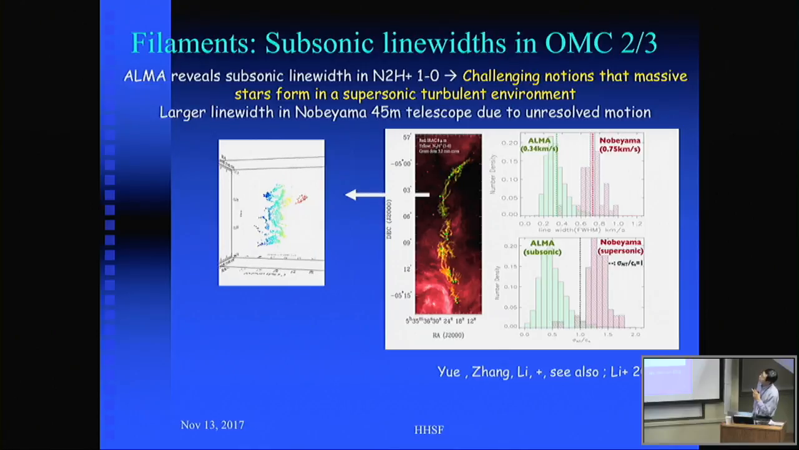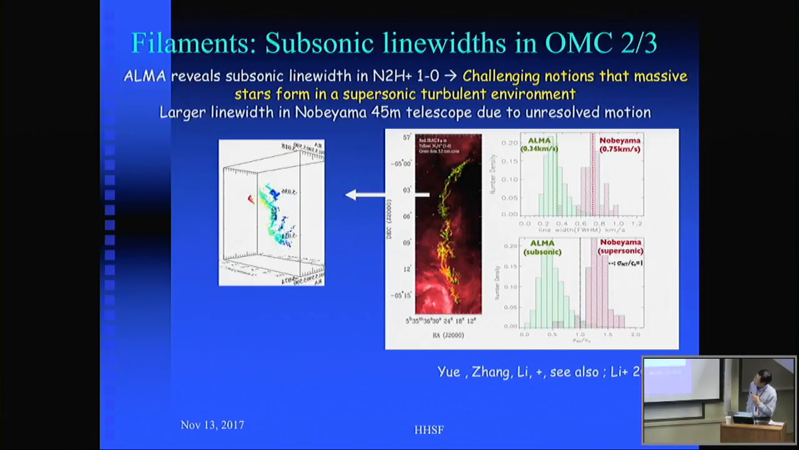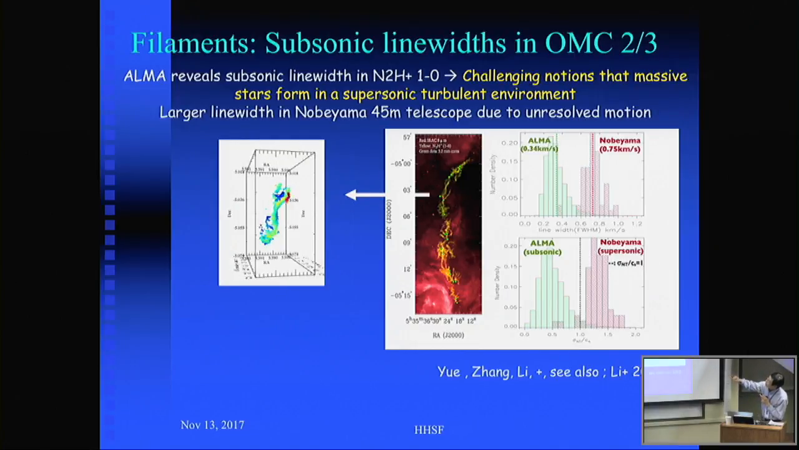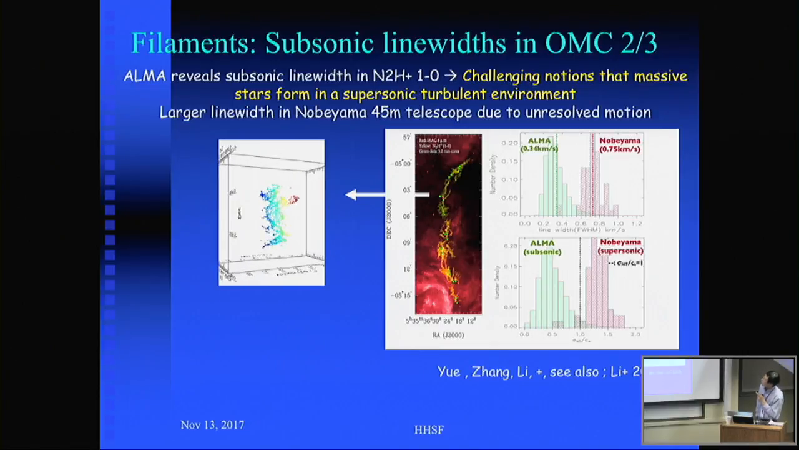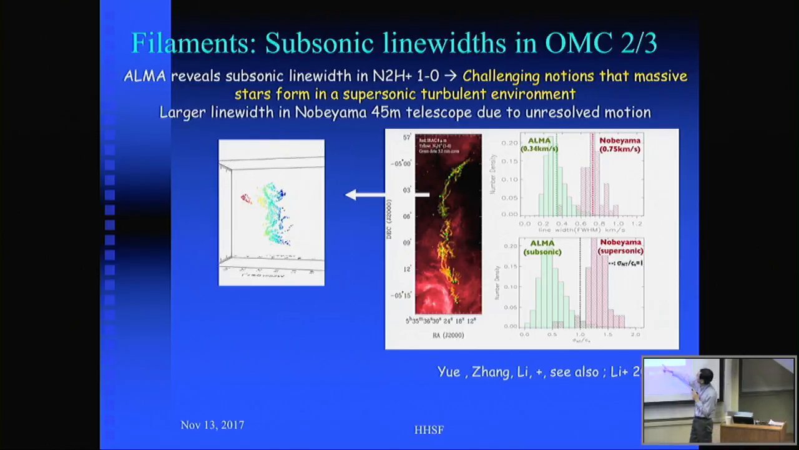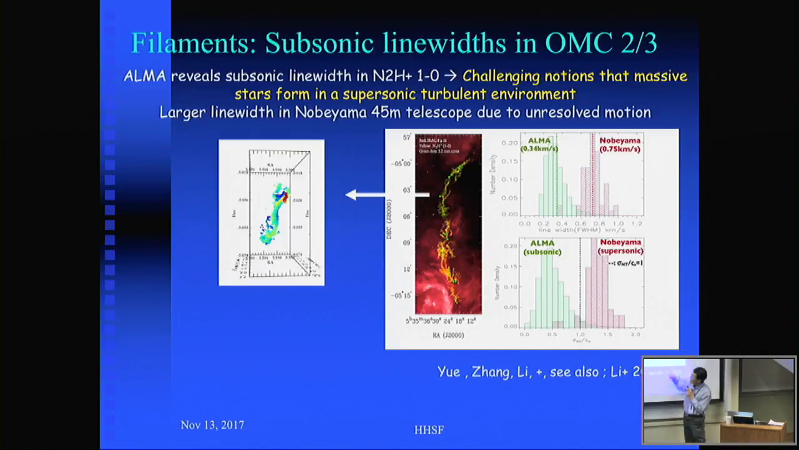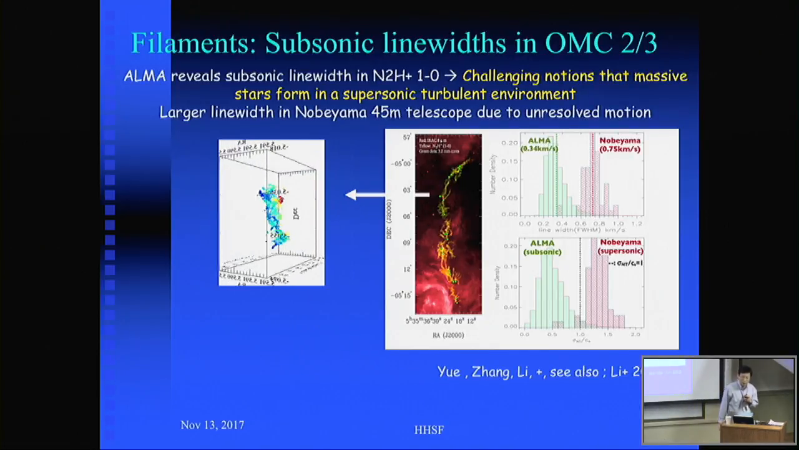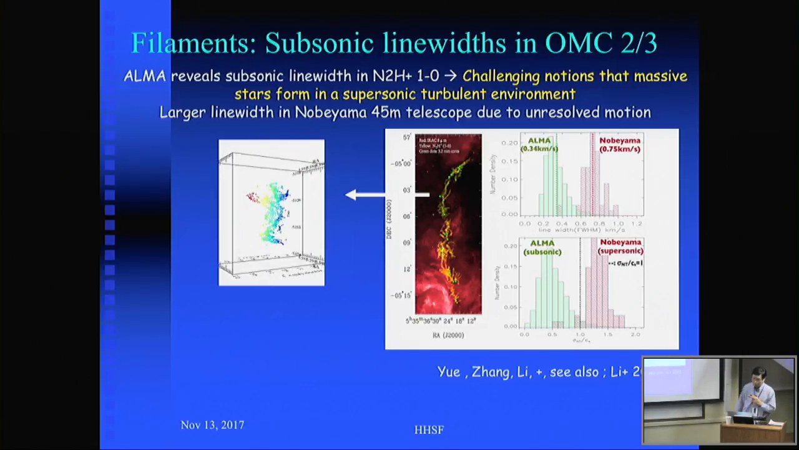This is in the realm of filamentary structures. This is work done by Nan Yu, who was a postdoc here, and just left and went back to Beijing. This is an ALMA observation of OMC 2 and 3 in the N2H+ 1-0 transition. What's interesting is that we found this subthermal, actually subsonic, line width. This is 1 when the line width equals the sound speed. When you look at lower resolution, you get larger line widths. So this really challenges the idea that massive stars form in supersonic turbulent environments.